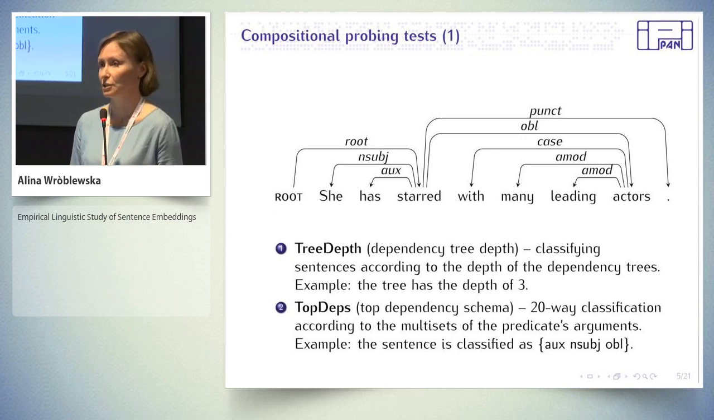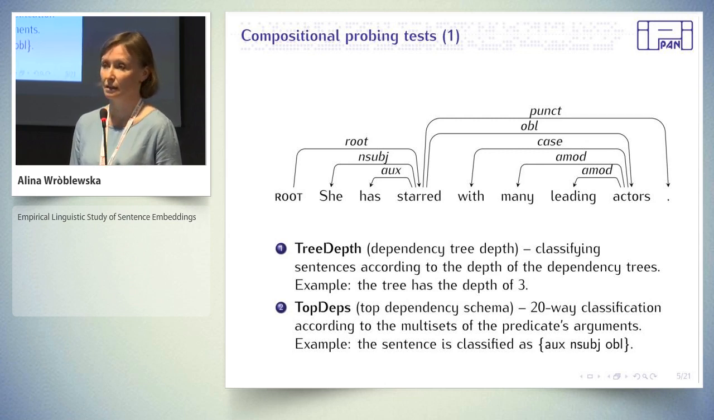We also have a set of what we've called compositional probing tests. The first one is the dependency tree depth test, and it's a classification of sentences according to the depth of a dependency tree. In the example tree, the example tree has the depth of 3. It's because the longest path consists of three arcs.